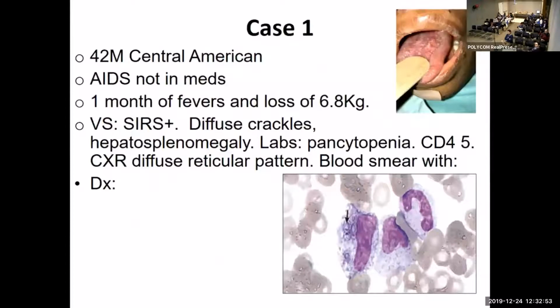So this is actually a real picture, a case that is in Panama. Diffuse crackles. The patient comes with hepatosplenomegaly. You do the labs, CD4 of 5, pancytopenic, chest X-ray showing a diffuse reticular pattern. And in the blood smear, you see a monocyte, and you see a budding yeast.